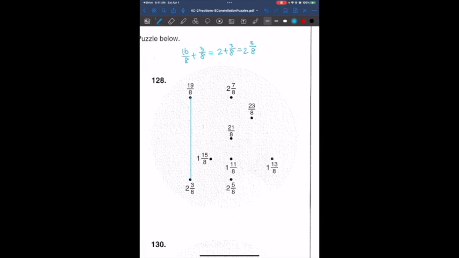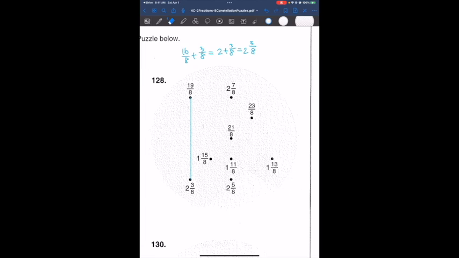And so it's either 1 and 15 over 8 or 1 and 13 over 8. So to check, 1 and 15 over 8 is going to be 1 plus 8 over 8 plus 7 over 8. So that is larger. But if we look at 1 and 13 over 8, that's going to be 1 plus 8 over 8 plus 5 over 8, and that is going to be 2 and 5 over 8, so that's also big. So we need to find a different possible one.